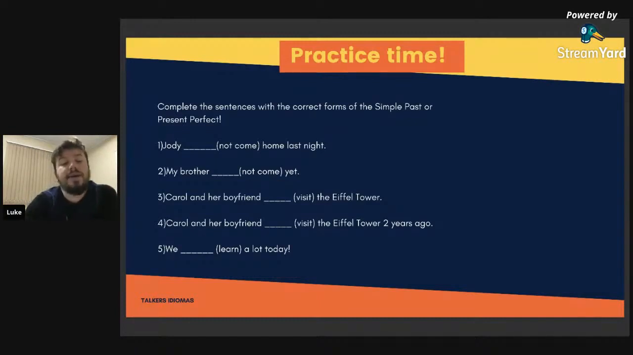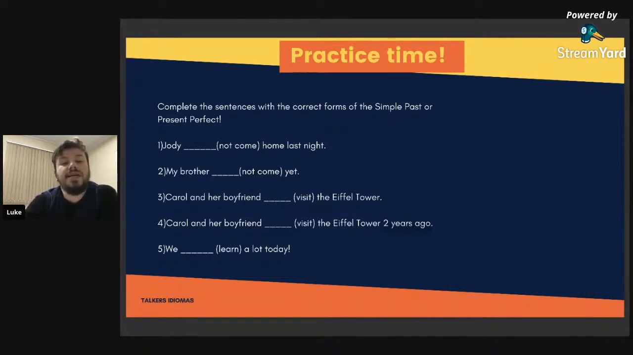It is simple past because we have here the expression 2 years ago. So Carol and her boyfriend visited the Eiffel Tower 2 years ago. Yes, we use the simple past because of this time marker there. You have a time marker here, 2 years ago, which indicates exactly when the activity happened. Okay? And then, beautiful students, our last question for tonight.